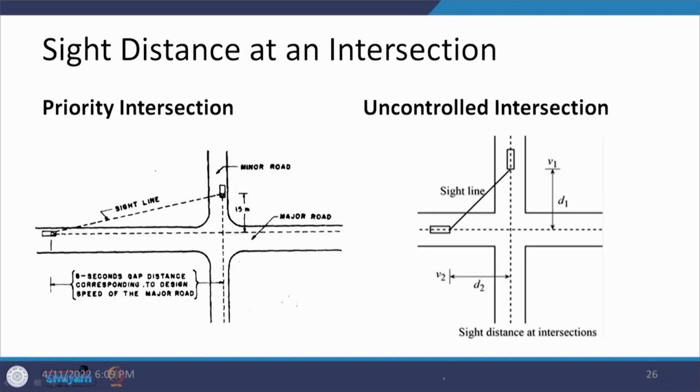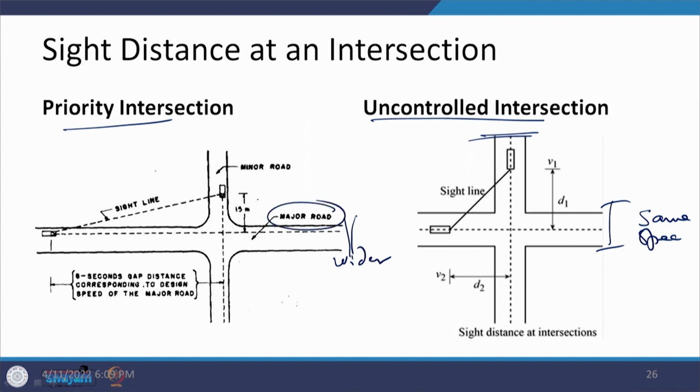Now, let us come to the last thing, which is related to the intersections. We have two types of intersections, priority intersections and uncontrolled intersections. What you can see is that in this case the specifications of the two crossing roads are the same. In this case what you find is that this one is wider and therefore is defined as a major road, and this is a narrower one and is defined as a minor road.